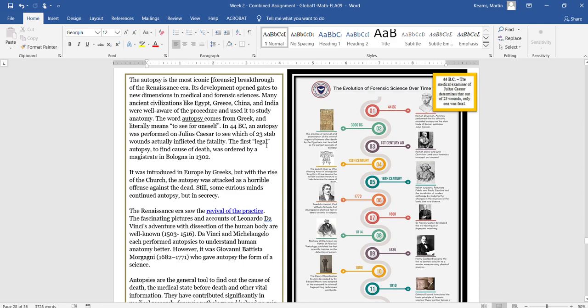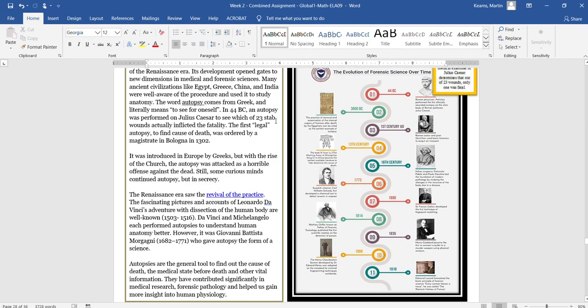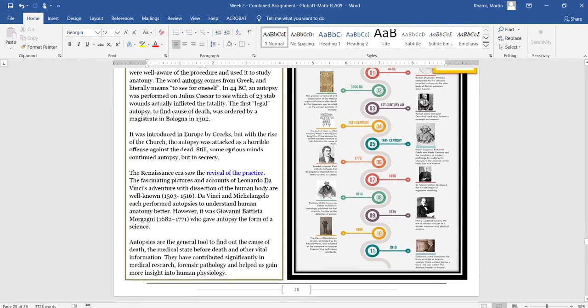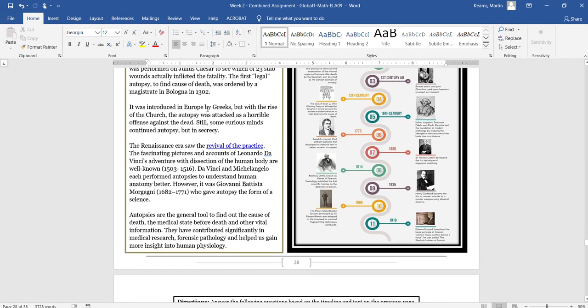Many ancient civilizations like Egypt, Greece, China, and India were well aware of the procedure and used it to study anatomy. The word autopsy comes from Greek and literally means to see for oneself. In 44 BC, an autopsy was performed on Julius Caesar to see which of the 23 stab wounds actually inflicted the fatality. The first legal autopsy to find the cause of death was ordered by the magistrate in Bologna in 1302. It was introduced in Europe by Greeks, but with the rise of the church, the autopsy was attacked as a horrible offense against the dead.